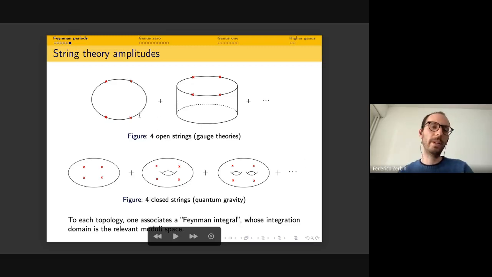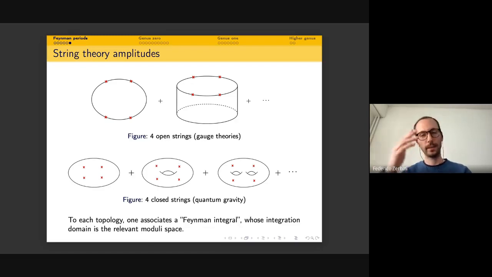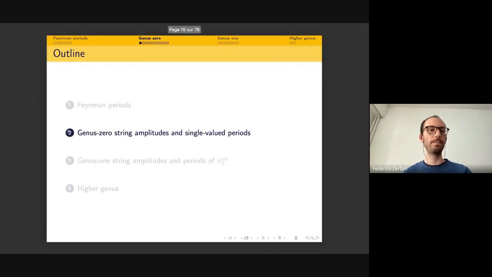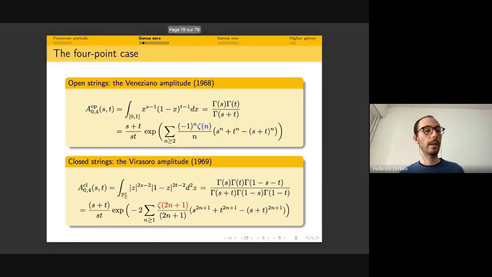And you do similar things in open string theory. So that's why the next part of the talk is going to be about genus 0 contributions to string amplitudes, and then I will talk about genus 1 and higher genus. Okay, so let me start with genus 0 amplitudes and with a couple of examples of these scattering amplitudes.